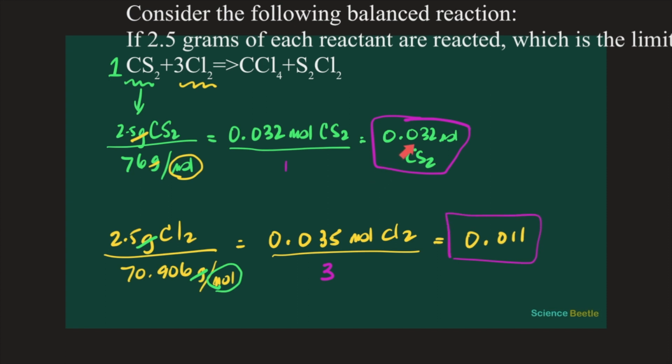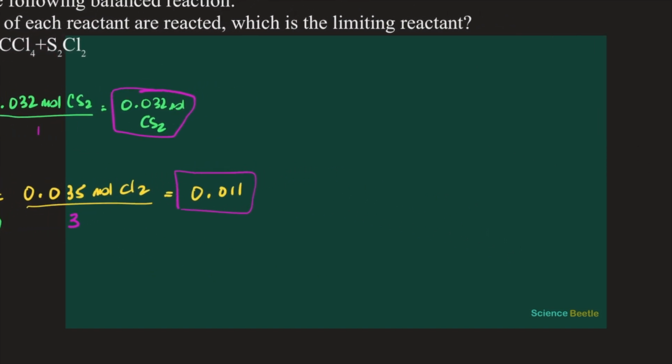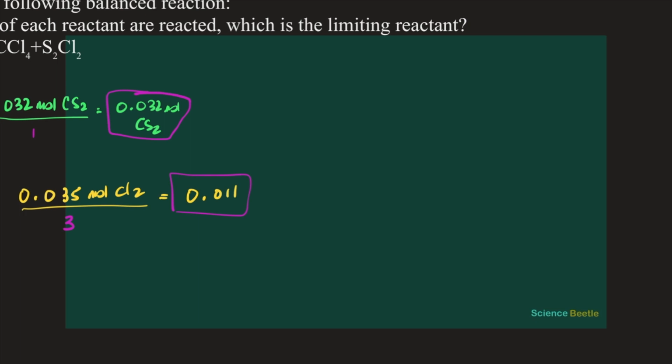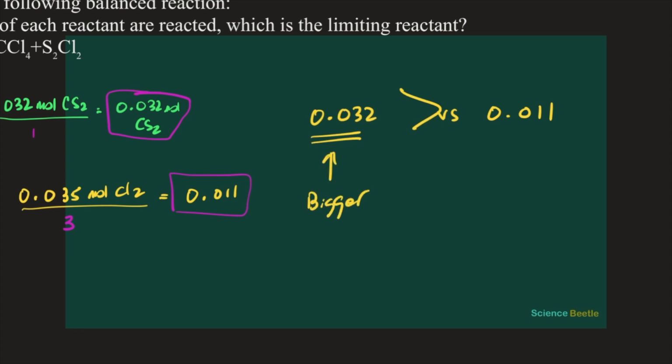Now, these are the two values I'm going to compare. Which is smaller, 0.032 or 0.011? So if I actually put these side by side, you're going to find out here, let's just put it side by side over here on the left-hand side. Let's use a different font. Let's use the 0.032 versus 0.011. So clearly the 0.032, this is actually bigger.